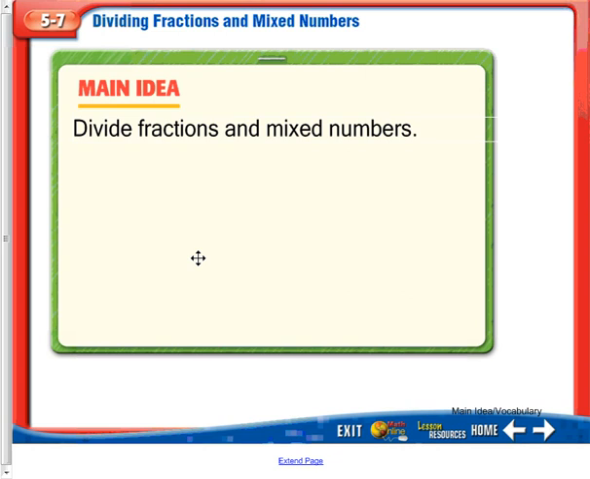In lesson 5-7, we will divide fractions and mixed numbers. So when we're dividing fractions, what we're going to do is make a little change to the fraction. We're going to find something called a reciprocal, and then we're still going to multiply fractions. That's why we've done lesson 5-7 before lesson 5-6, because 5-7 follows right after 5-5 nicely.